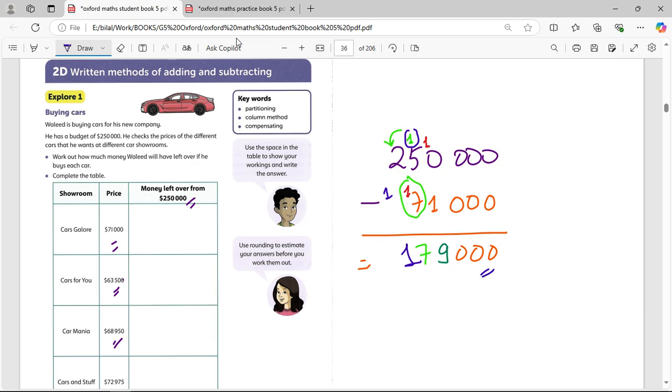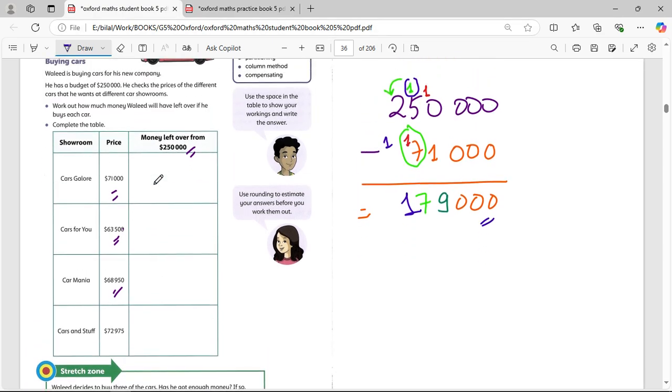And you keep doing the same method. You're not going to go back to the 250,000 because you spent 1 car. It's finished for you. Now this is the answer. You go back to the next number. So I have another car, this section now. I'm going to take this value that I have again, and I'm going to put minus 63,500.